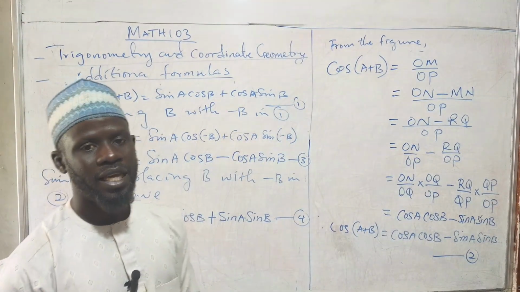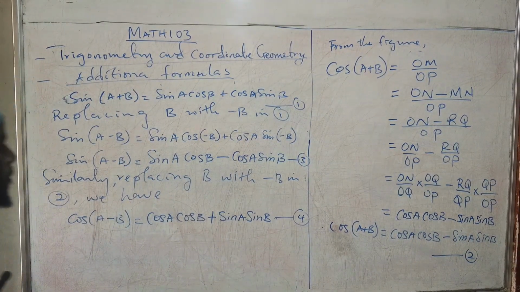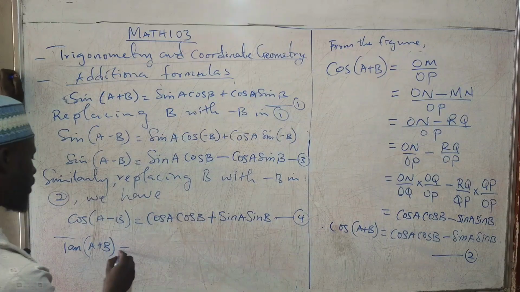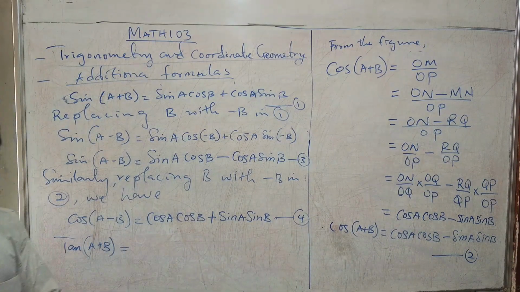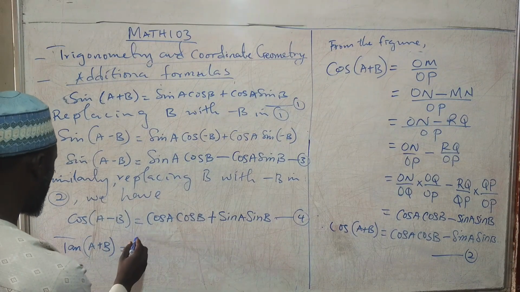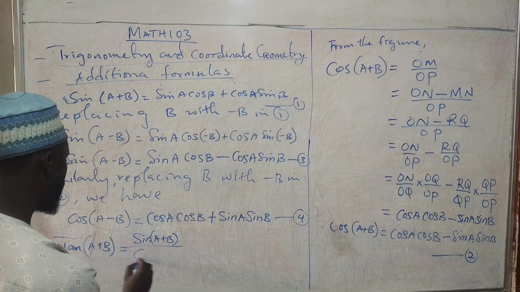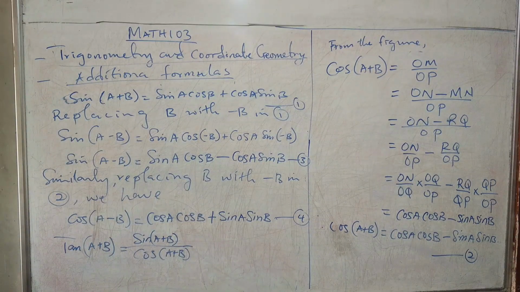Now, what is the addition formula for tan? So what is now tan A plus B? But tan of any angle is sine of that angle over cosine of the same angle. So that is equal to sine A plus B over cos A plus B.